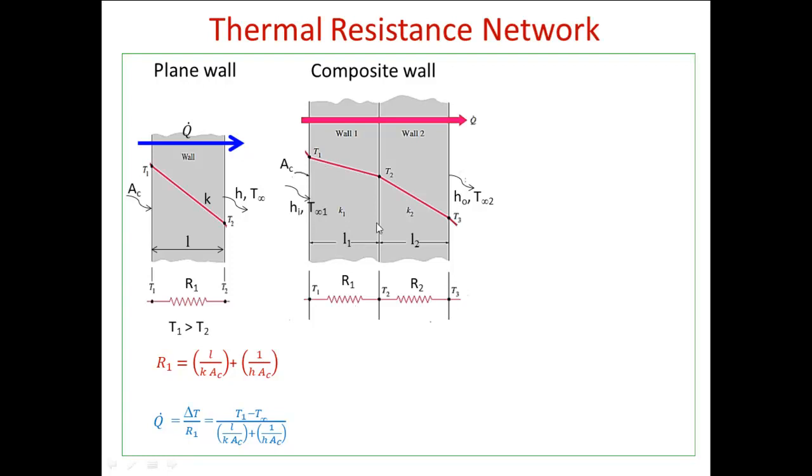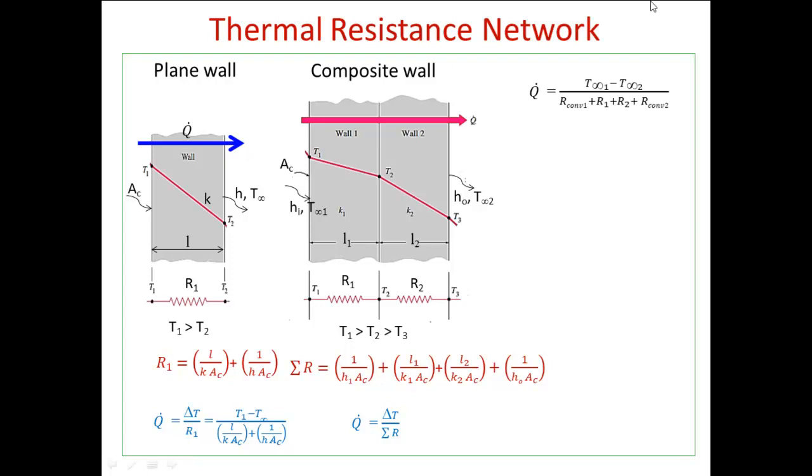Here we have two conductive resistances, R1 and R2, and two convective resistances, one from the inner surface and the other from the outer surface. You can see this is the convective resistance offered by the inner surface, this is the convective resistance offered by the outer surface, whereas these two are the conductive resistances for the two materials. So the total resistance is represented here. To determine the rate of heat transfer, we have to consider the total temperature difference and the resistances between these two temperatures.